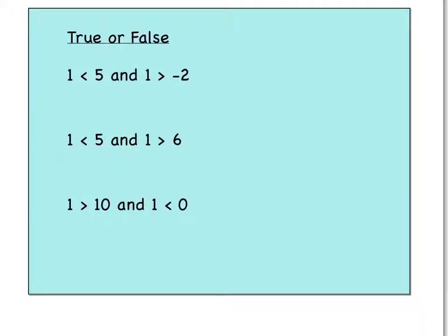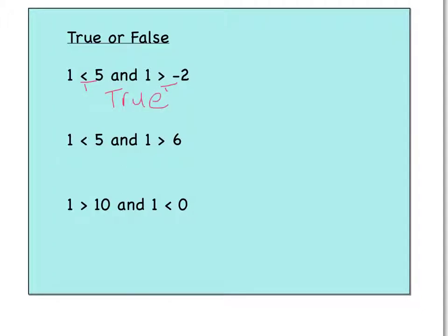We are going to go ahead and start the C6 lesson on this slide, and we're going to check to see if these statements are true or false. In order for the statement to be true, both inequality statements need to be true, otherwise it's going to be false. So for this first one, it says 1 is less than 5, which that part is true, and 1 is greater than negative 2, which that part is also true. So this first problem, it would be true.